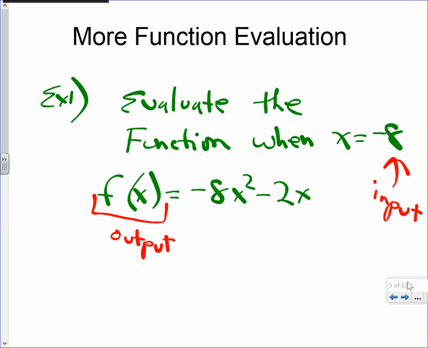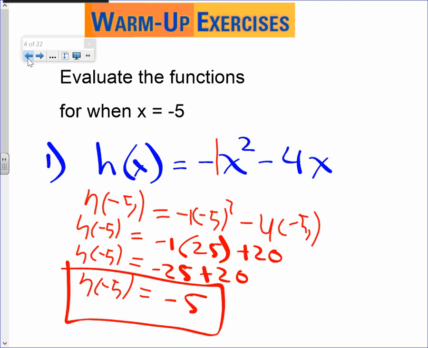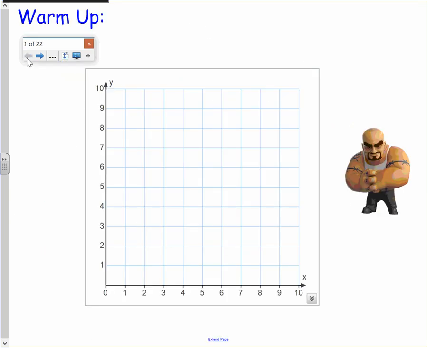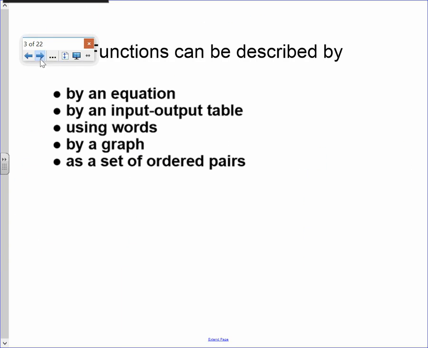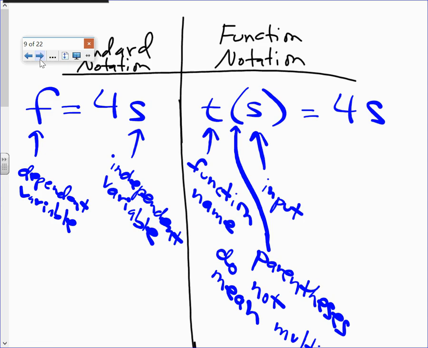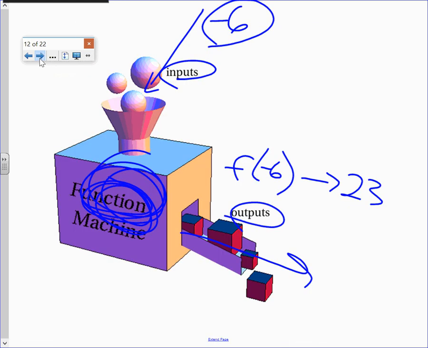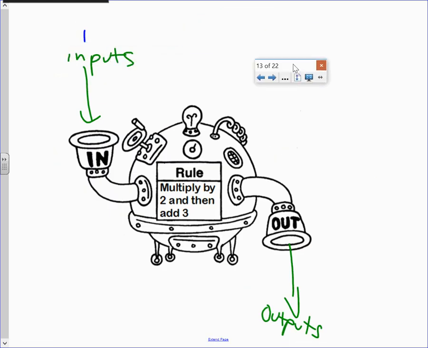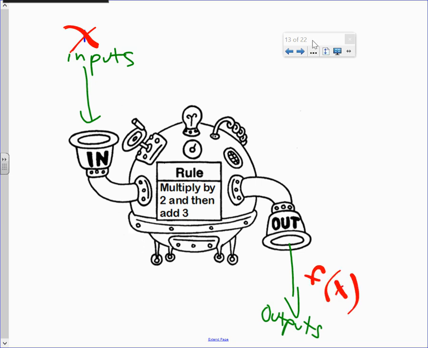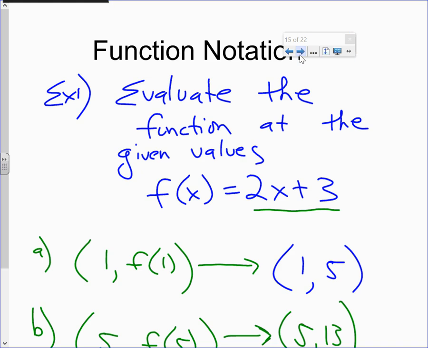All right? Last week I gave you this little picture of this funny little function machine. Looks like this. Remember this function machine? The inputs are your x values, and the outputs are your f of x values. Input, the machine does something with it and spits something out. Okay, that's what you're thinking of right now. So f of x is always your output.